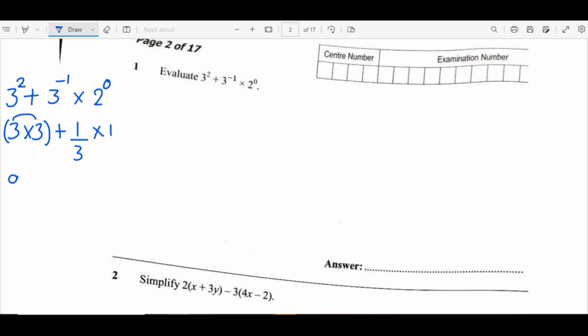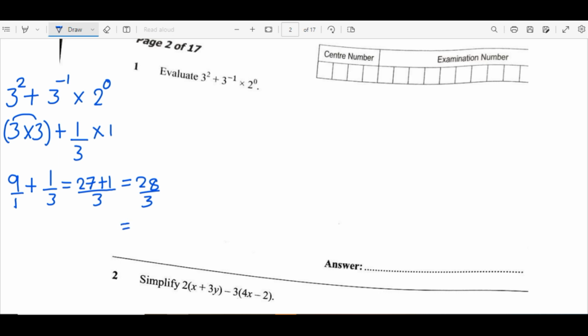Okay, we can now expand here. 3 by 3 we get 9, plus 1 over 3 times 1 is still 1 over 3, over 1. You can see that we are dealing with a fraction with addition, so we need to find the lowest common denominator. The lowest common denominator for 1 and 3 is 3. 1 into 3 times 9 we get 27, plus 3 into 3 is 1 times 1 is 1, which is 27 plus 1 is 28 over 3 as our final answer.